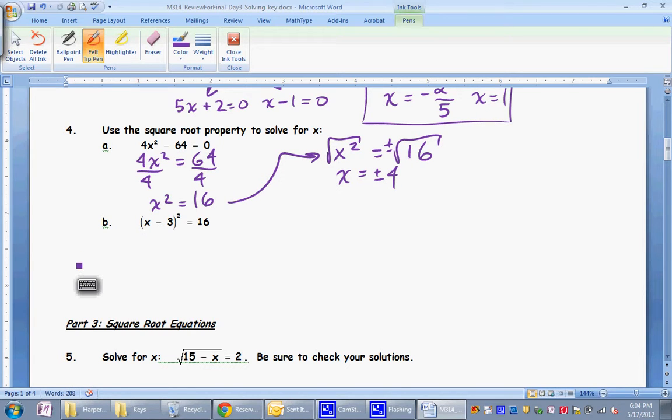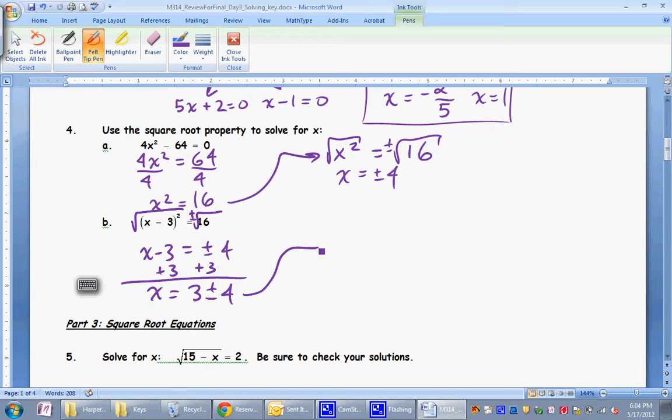Same idea in part B, but now the squared part is all by itself already, so we can take the square root right away, and we have x minus 3 is equal to plus or minus 4. If we add 3 to both sides, we have x is equal to 3 plus or minus 4, which gives us x is equal to 7, or x is equal to negative 1.